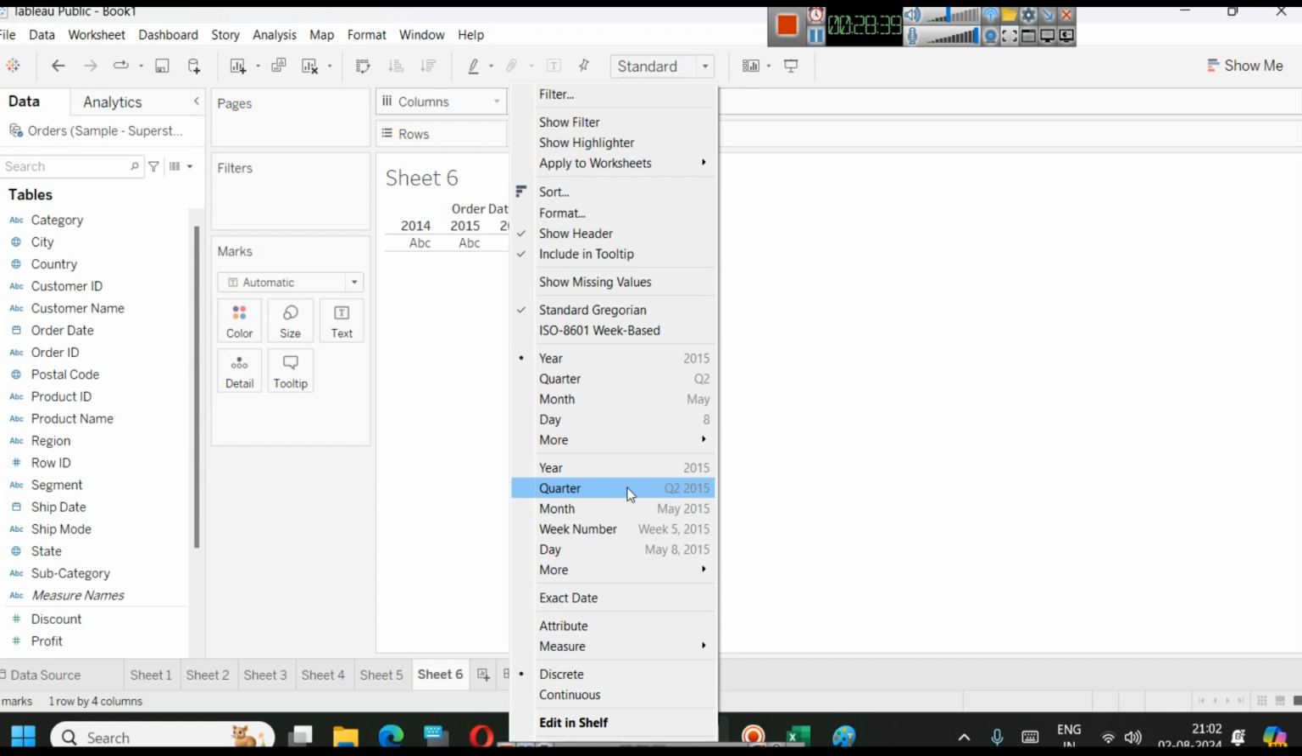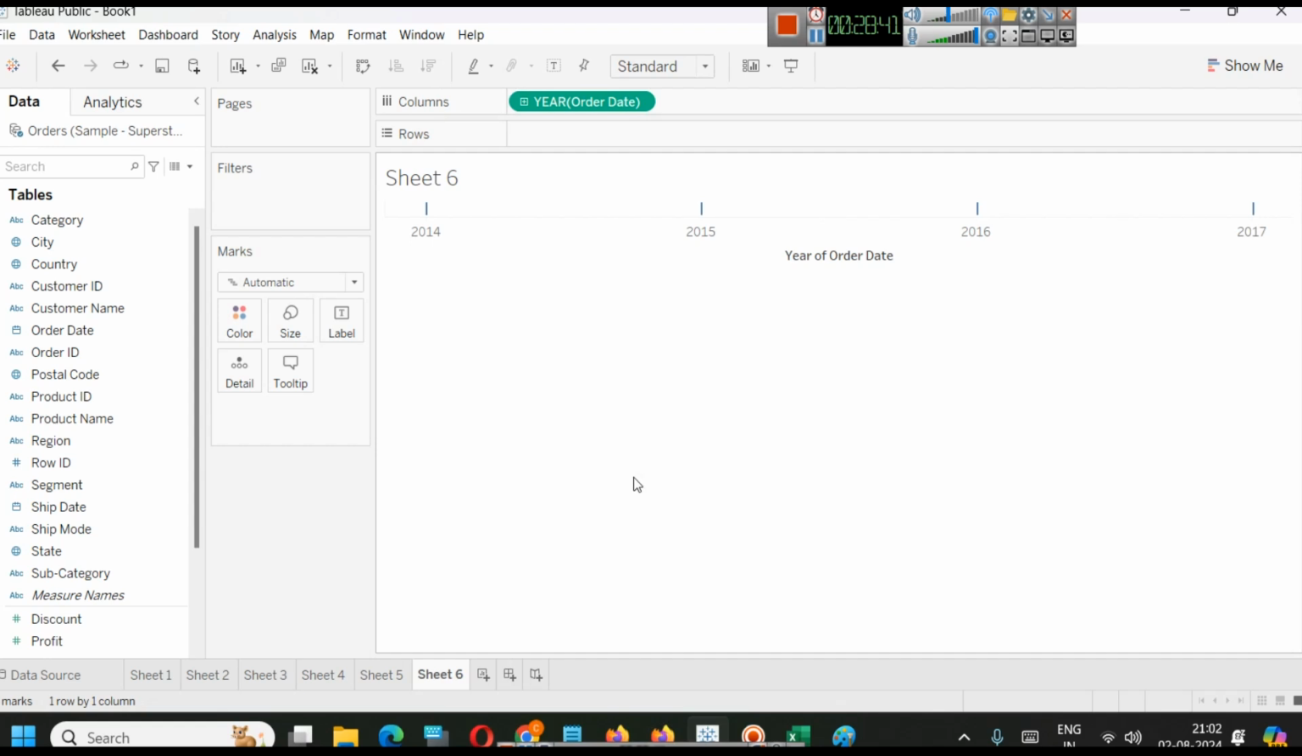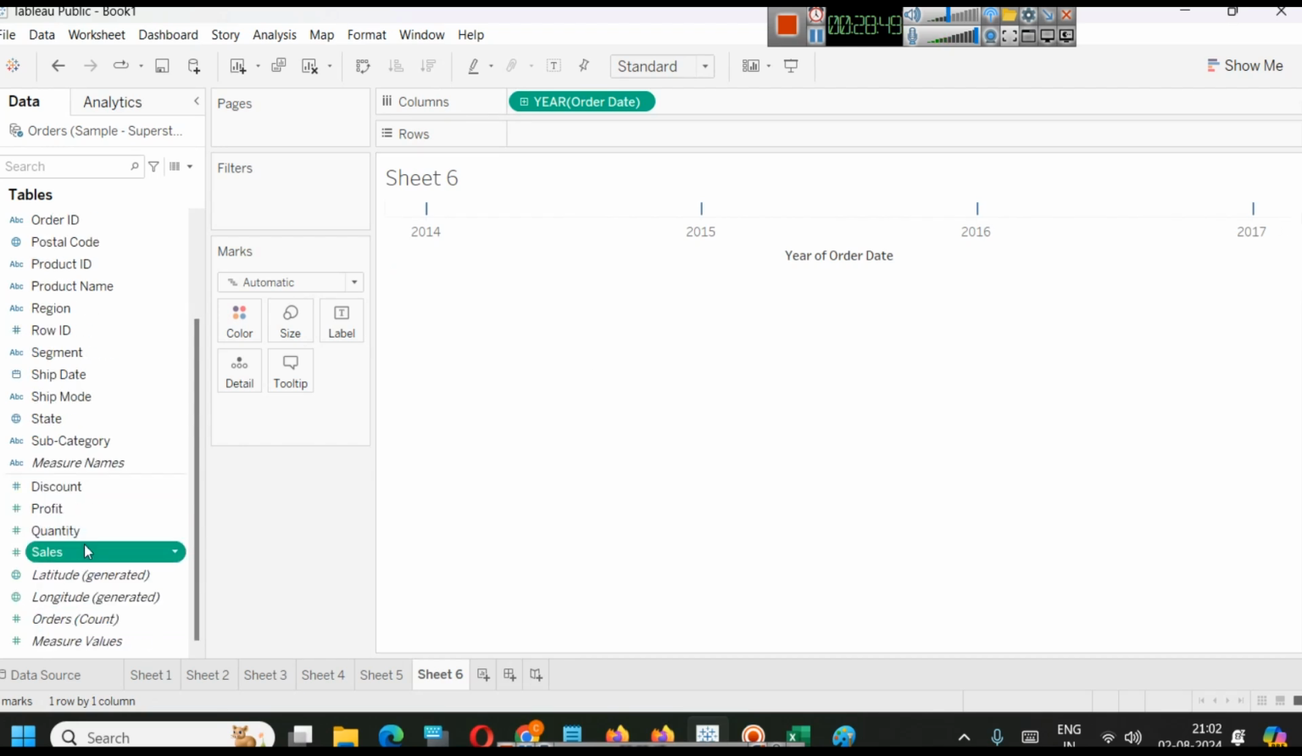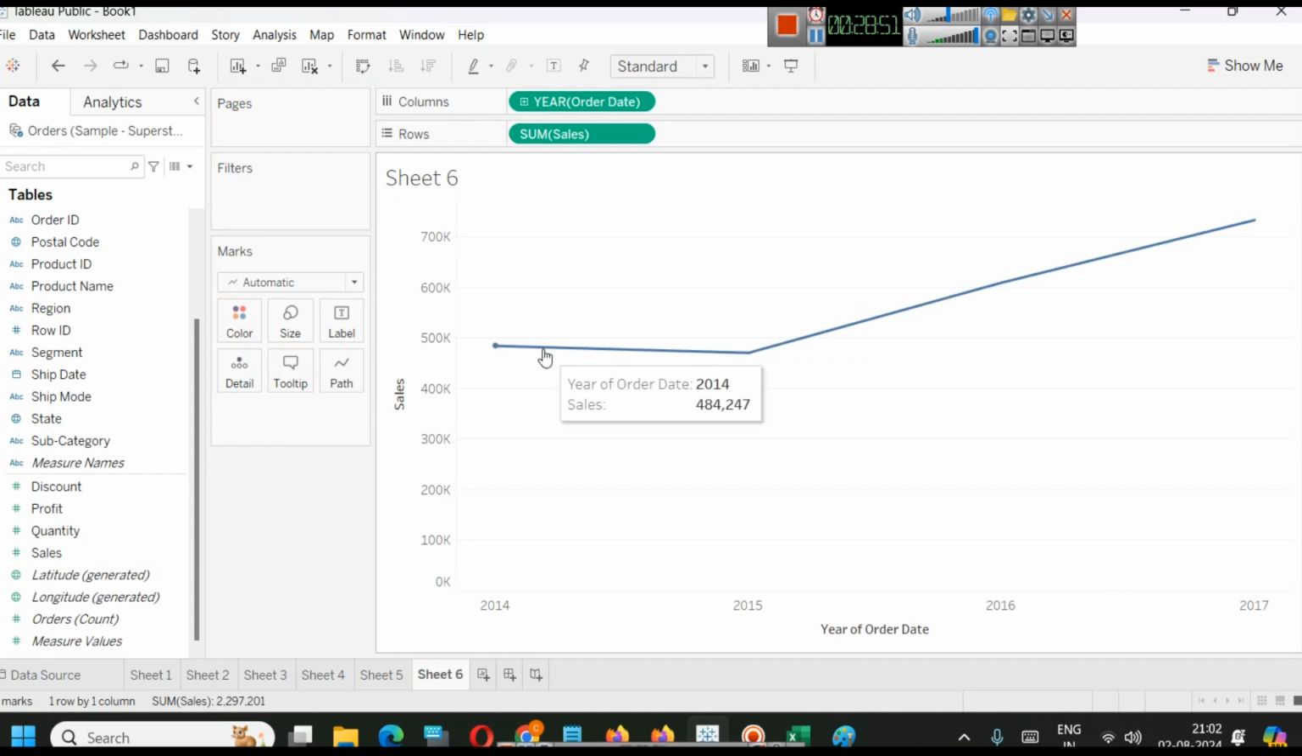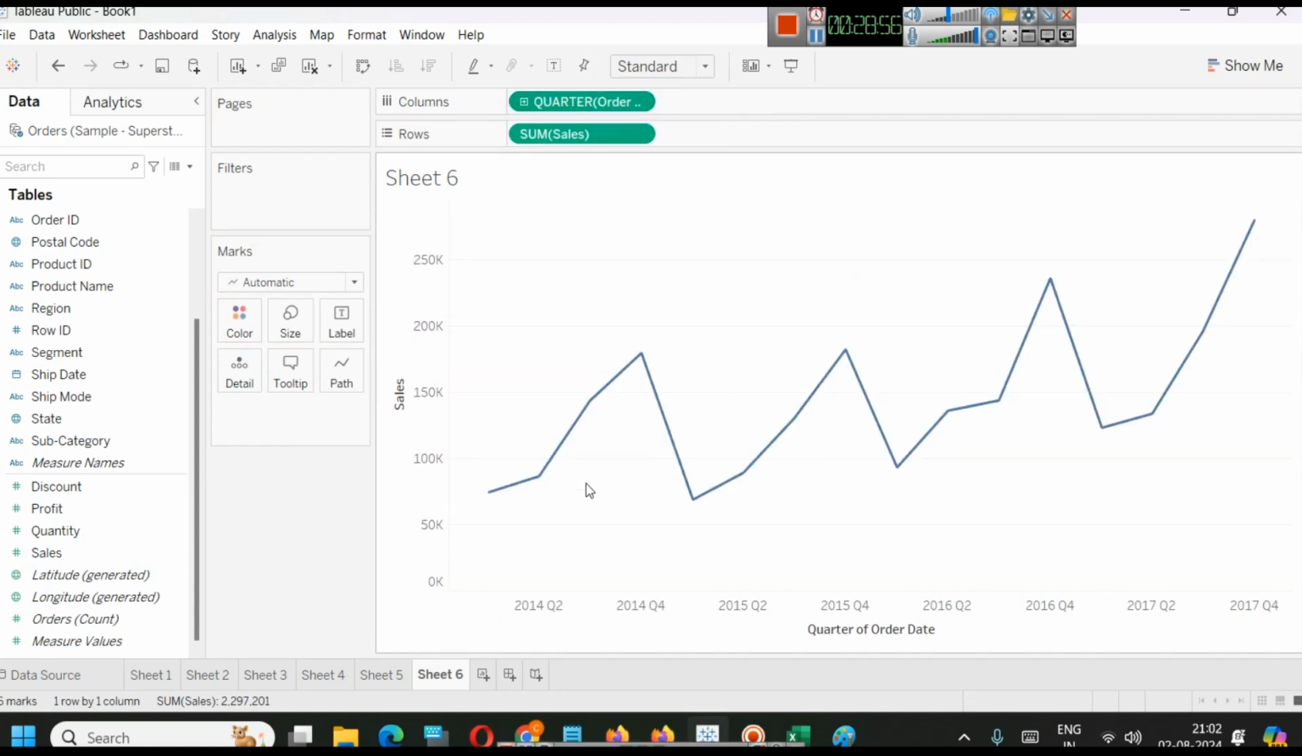Okay. So I am selecting year here also. Now what happened? The interval increased. Now when you drag sales, you will have this type of data. What I can do, I can select quarter also. This is quarter wise sales. So you are seeing now quarter is a very interesting way to compare all of this.